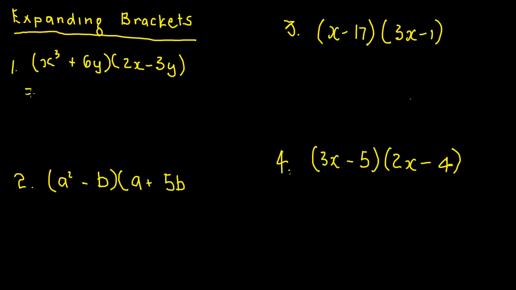So the first thing we do here is when we see two brackets like this with two terms in each, we can take the first term and multiply that by all of that bracket. So that would be x cubed times all of that bracket, and then we can also take, and I just note, plus 6y. We must keep the signs with it, and we'll multiply that by all of that bracket. So what we end up with is something that looks like this.